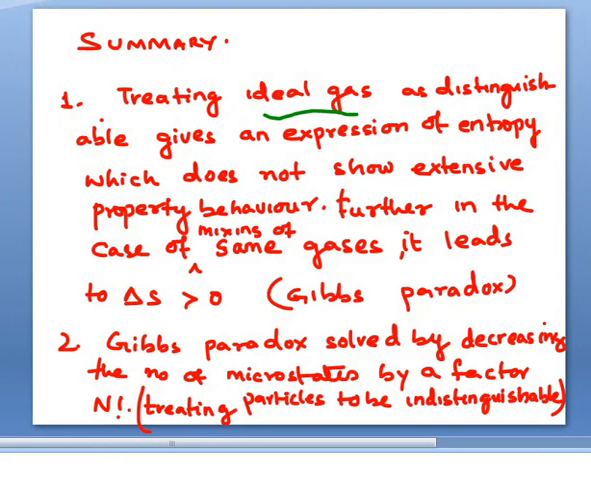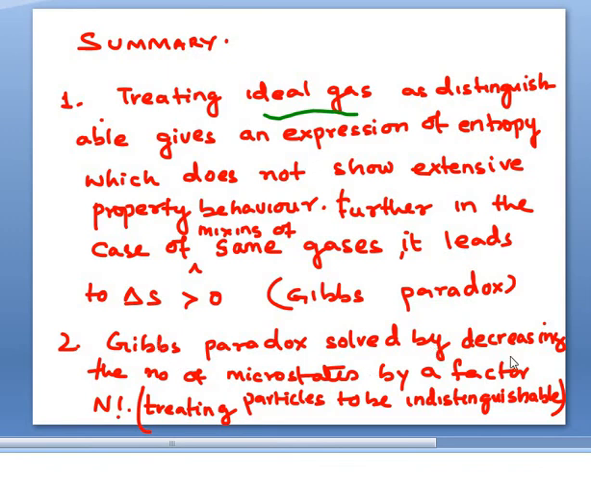Now let us summarize what we have done. First thing, this is the highlight of the whole presentation: we were treating ideal gas as distinguishable, giving an expression of entropy which does not show extensive property behavior. Further, in case of mixing of same gases, it leads to delta S greater than 0, which is the Gibbs paradox. This we had derived in our previous presentation. So here we have realized that ideal gas has to be treated as identical particles, not always distinguishable. Therefore, it leads to the Gibbs paradox.